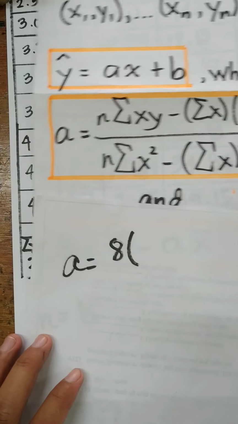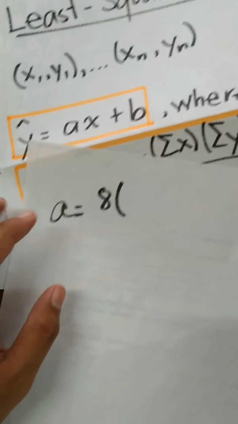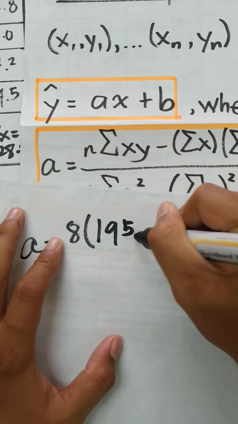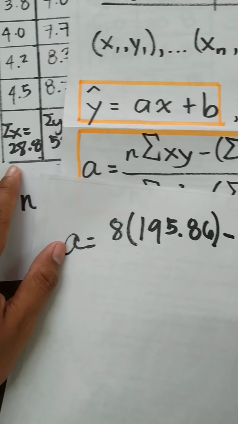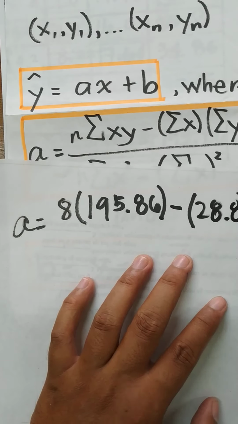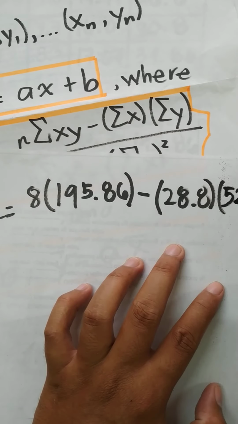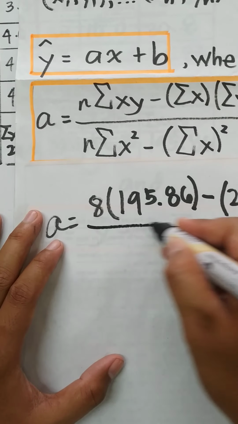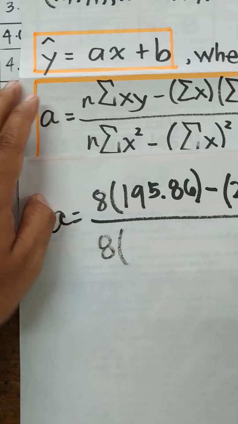Our summation of xy, let's see, we have 195.86. So we'll write it here, 195.86 minus the summation of x, which is 28.8, times the summation of y, which is 52.1. So we'll write it there, 52.1. Okay? So that would be all over n, another 8 times the summation of x squared.